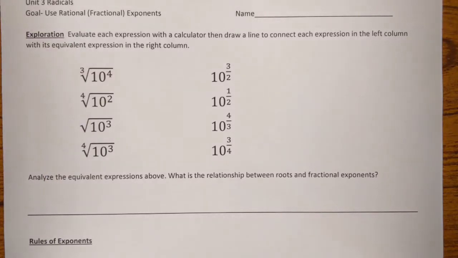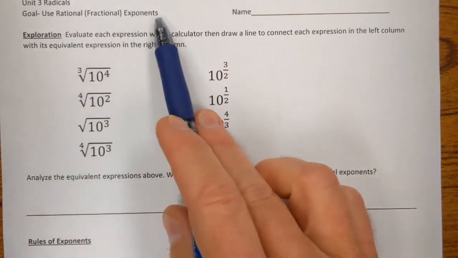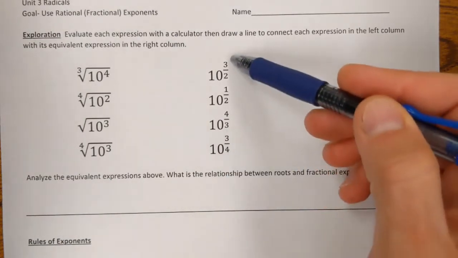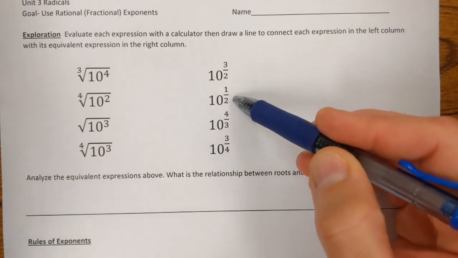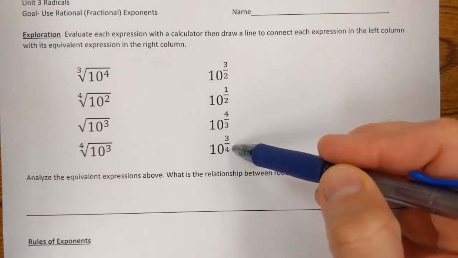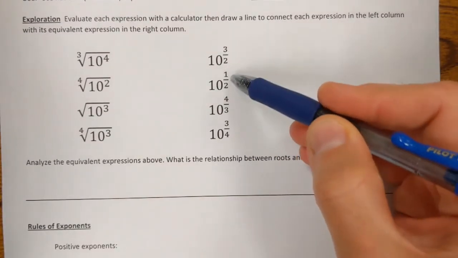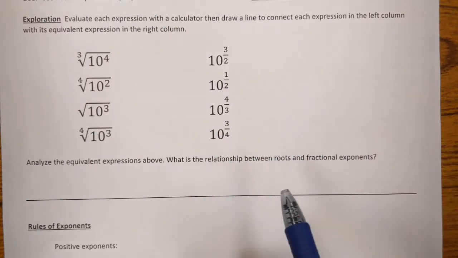I have got a challenge for you to start off today's lesson. We're going to focus today on what's called a rational exponent. You can also call it a fractional exponent. But look at these numbers over here: 10 to the 3/2 power, 10 to the 1/2 power, 10 to the 4/3 power, 10 to the 3/4 power. What in the world does it mean if you have a fraction for your power? 10 to the 3/2 power. What in the world would that mean?